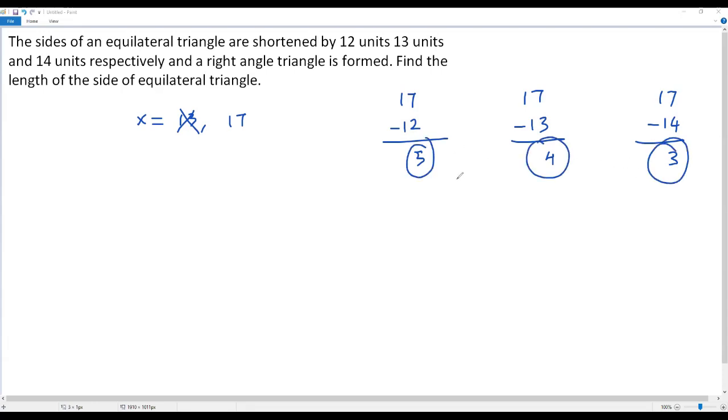Clearly, 3, 4, 5 are the sides of a right angle triangle. So when the length of the side of the equilateral triangle is 17 units, and also when I shorten this length by 12 units, 13 units, 14 units, I am getting the sides of a right triangle. That is, a right triangle is formed. Therefore, the length of the side of the equilateral triangle is 17 units.